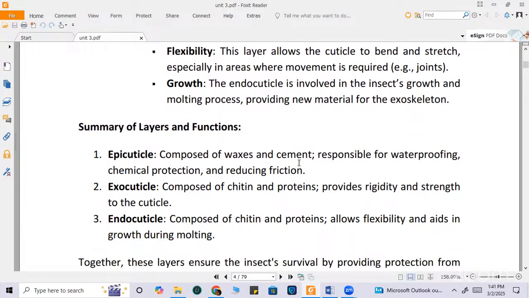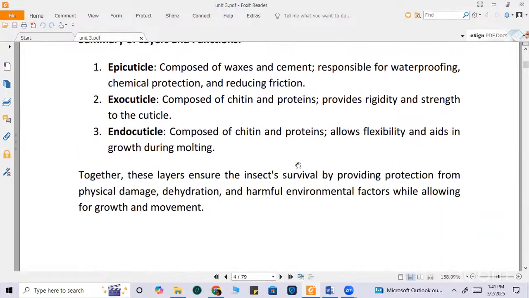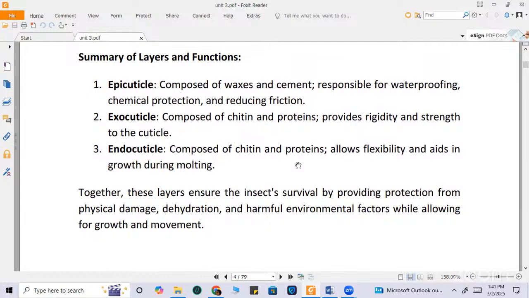So in summary of the layers and functions, which we'll discuss here in detail: epicuticle is composed of wax and cement layers, responsible for waterproofing, chemical protection, and reducing friction. Exocuticle is also composed of chitin and proteins, but it provides rigidity and strength to the cuticle, whereas endocuticle provides flexibility and aids in growth during molting. Together, these layers ensure the insect's survival by providing protection from physical damage, dehydration, because water loss will be prevented, and harmful environmental factors, while allowing for growth and movement.